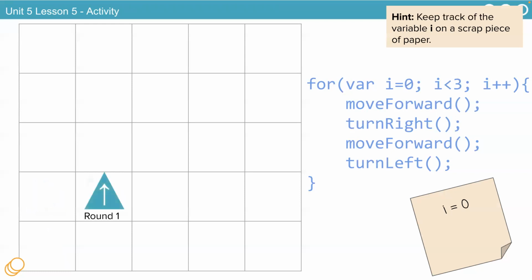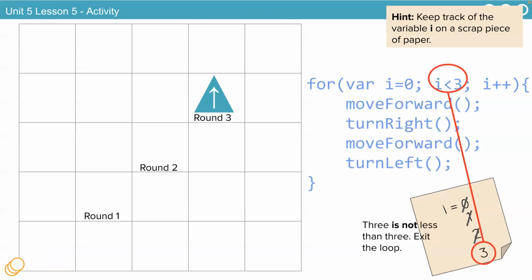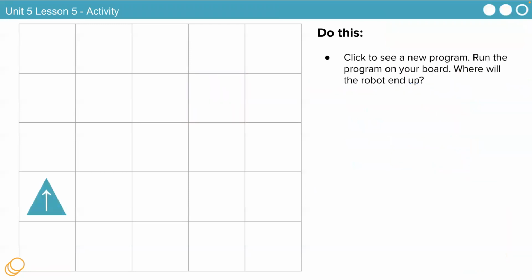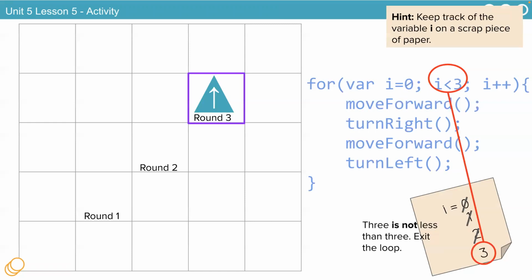Round 1, round 2, round 3, for round 4, I is 3, so it's gonna exit the loop. Okay, go back. So we exit the loop there, okay?